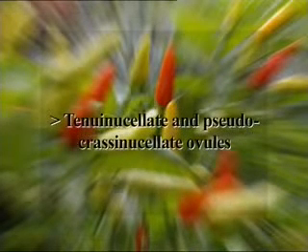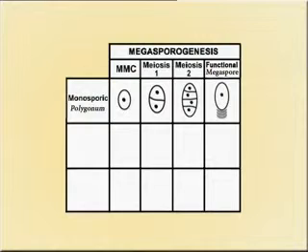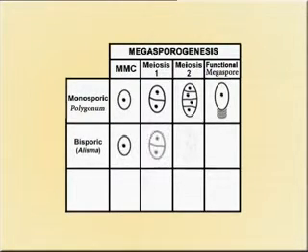In tenuinucellate and pseudocrassinucellate ovules, the archesporial cell directly functions as megaspore mother cell, whereas in crassinucellate ovules it divides periclinally, cutting an outer primary parietal cell and an inner primary sporogenous cell. The latter functions as the megaspore mother cell. During megasporogenesis, the diploid megaspore mother cell, also called megasporocyte, undergoes meiosis and gives rise to 4 haploid nuclei.